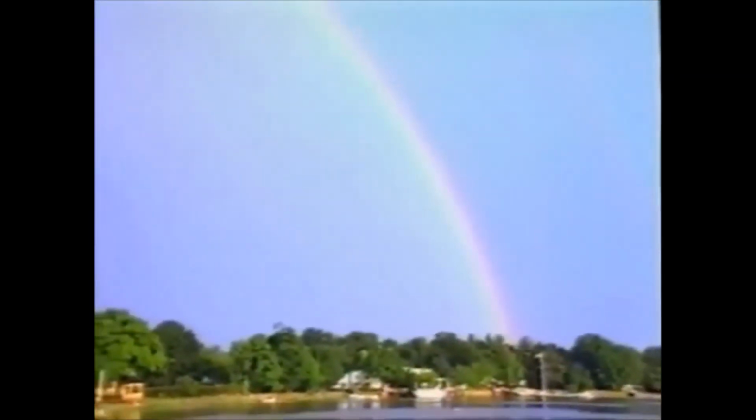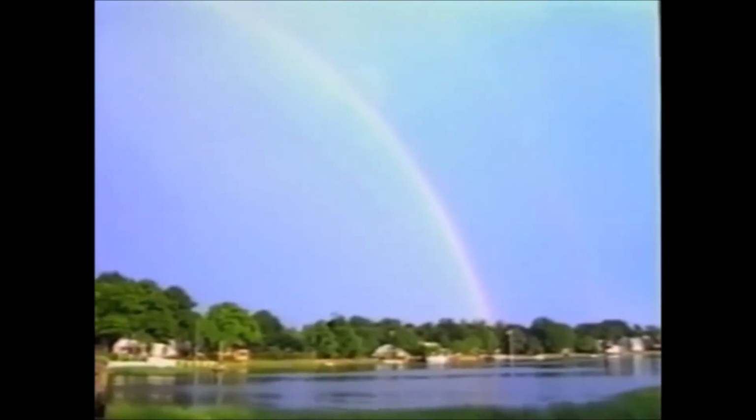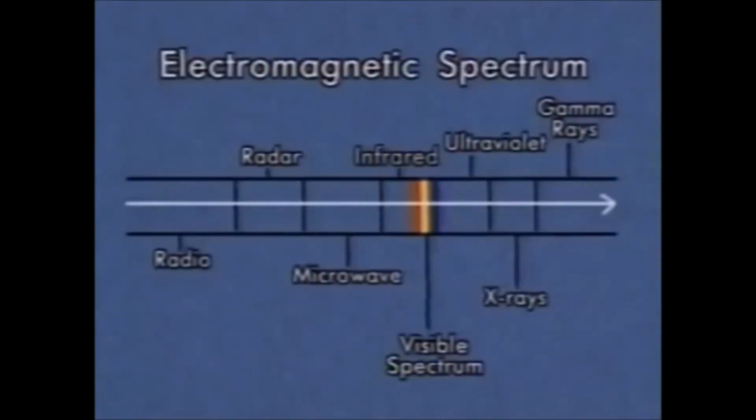Have you ever seen a rainbow after a rainstorm? In the sky, raindrops act like tiny prisms. They refract the sunlight, creating a rainbow consisting of all the colors of the spectrum. The visible spectrum is only a small part of the much larger electromagnetic spectrum, which includes the whole range of wavelengths, from radio waves to X-rays and gamma rays.